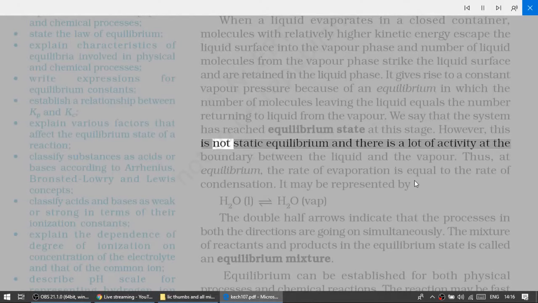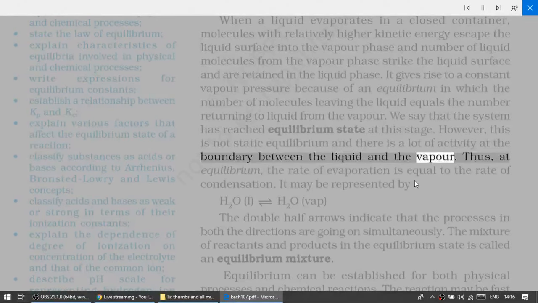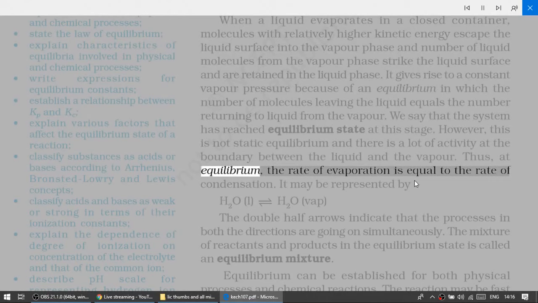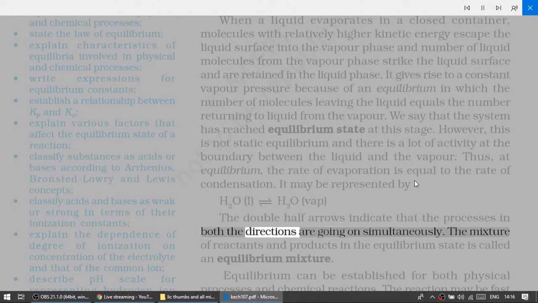However, this is not static equilibrium, and there is a lot of activity at the boundary between the liquid and the vapor. Thus, at equilibrium, the rate of evaporation is equal to the rate of condensation. It may be represented by H2O(l) ⇌ H2O(vap). The double half arrows indicate that the processes in both the directions are going on simultaneously. The mixture of reactants and products in the equilibrium state is called an equilibrium mixture.